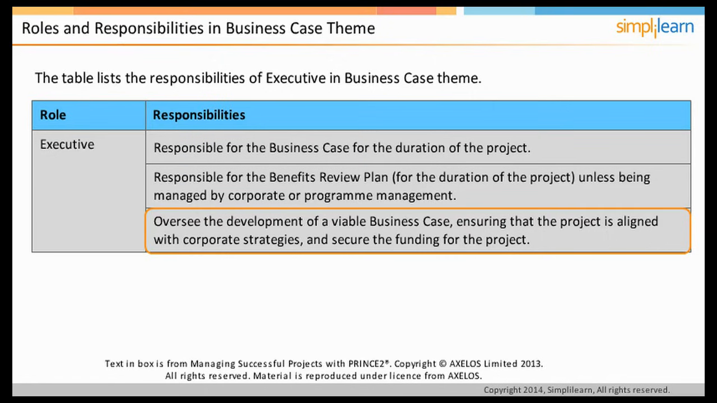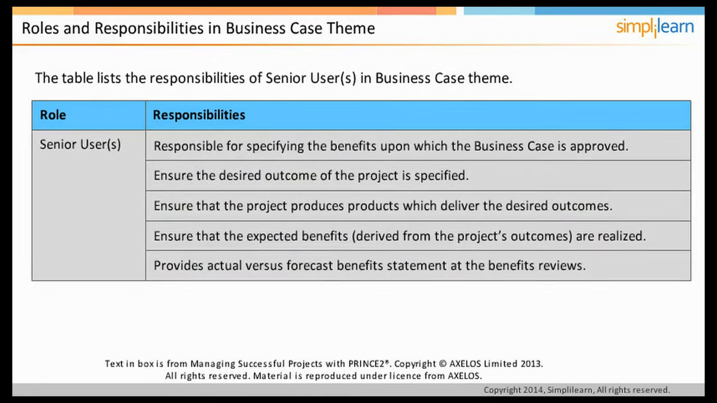The senior user is responsible for specifying the benefits upon which the business case is approved. Senior user ensures the desired outcomes of the project are specified. The project produces products which deliver the desired outcomes, and the expected benefits derived from the project's outcomes are realized. Senior user provides actual versus forecast benefits statement at the benefits reviews.